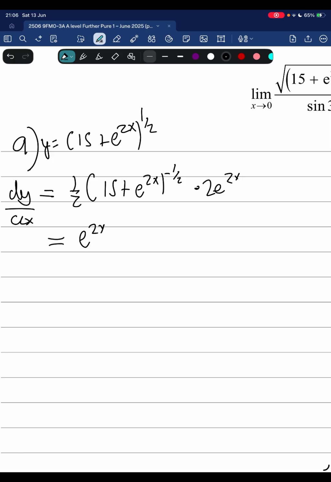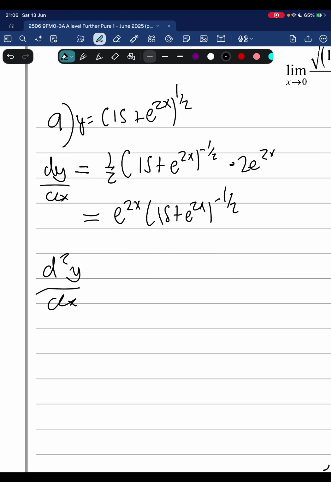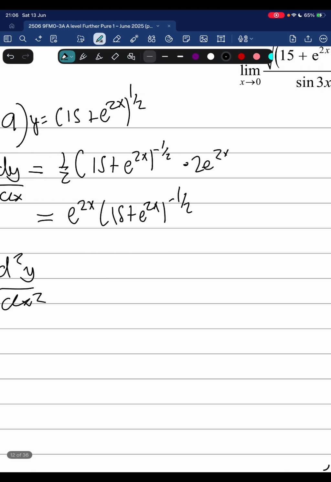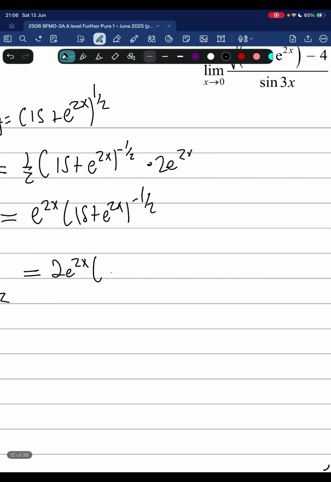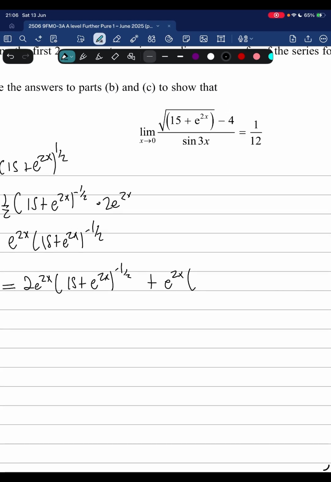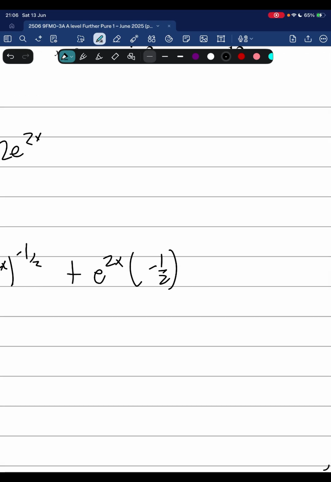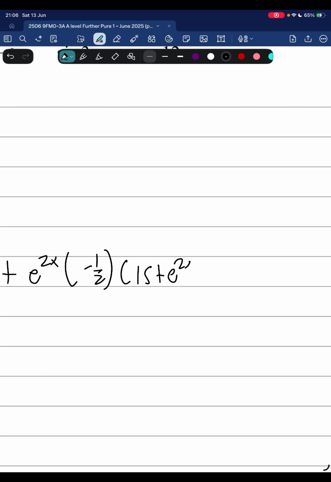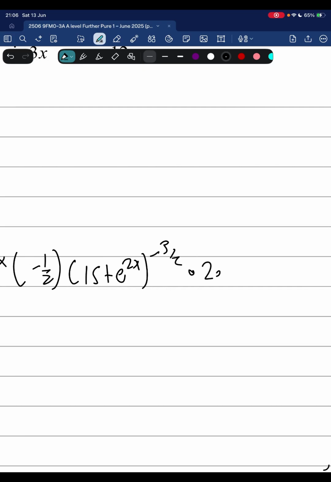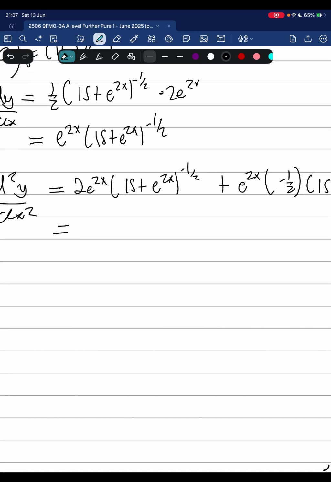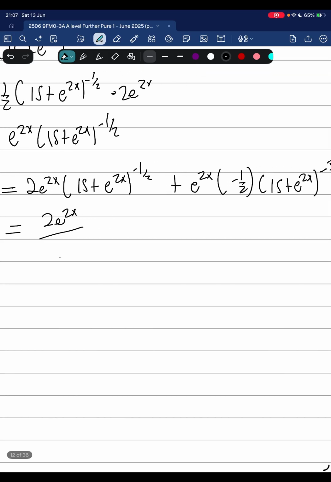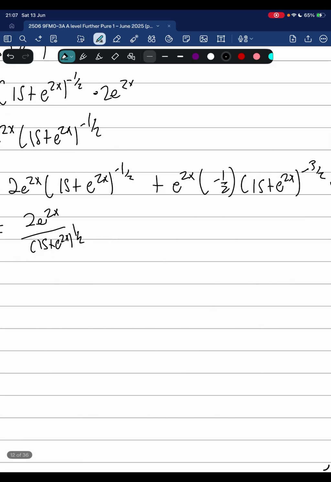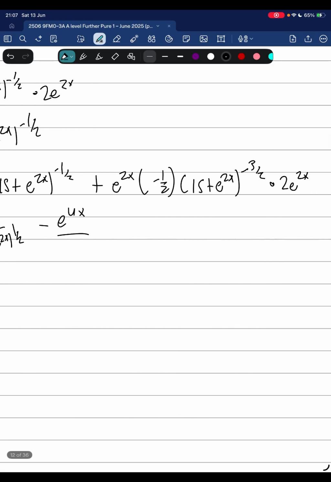So that's going to be e to the 2x times 15 plus e to the 2x to the minus a half. And I'll differentiate this again. We have to use the product rule. So we're going to get 2e to the 2x times 15 plus e to the 2x to the minus a half, plus e to the 2x, bring down the power, minus a half, 15 plus e to the 2x to the minus 3 over 2, times by 2e to the 2x. And that is going to be 2e to the 2x divided by 15 plus e to the 2x to the half, minus e to the 4x over 15 plus e to the 2x to the 3 over 2.